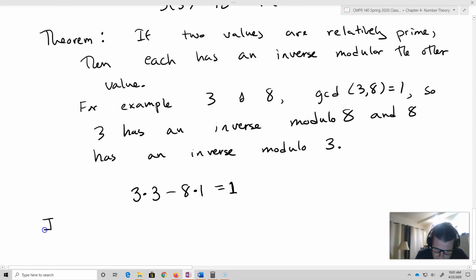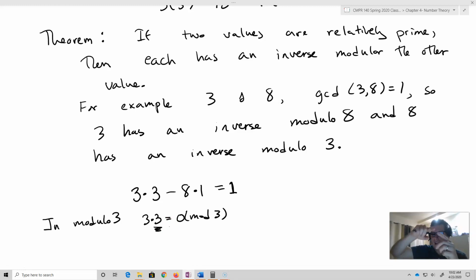So in modulo 3, 3 times 3 equals 0 mod 3, because it's a multiple of 3. Any multiple of 3 is going to equal 0 modulo 3, right? And that's the idea that we were talking about when we talked about 8. In modulo 8, every time we get to another multiple of 8, we go back to 0. In modulo 3, every time we get a multiple of 3, we go back to 0.